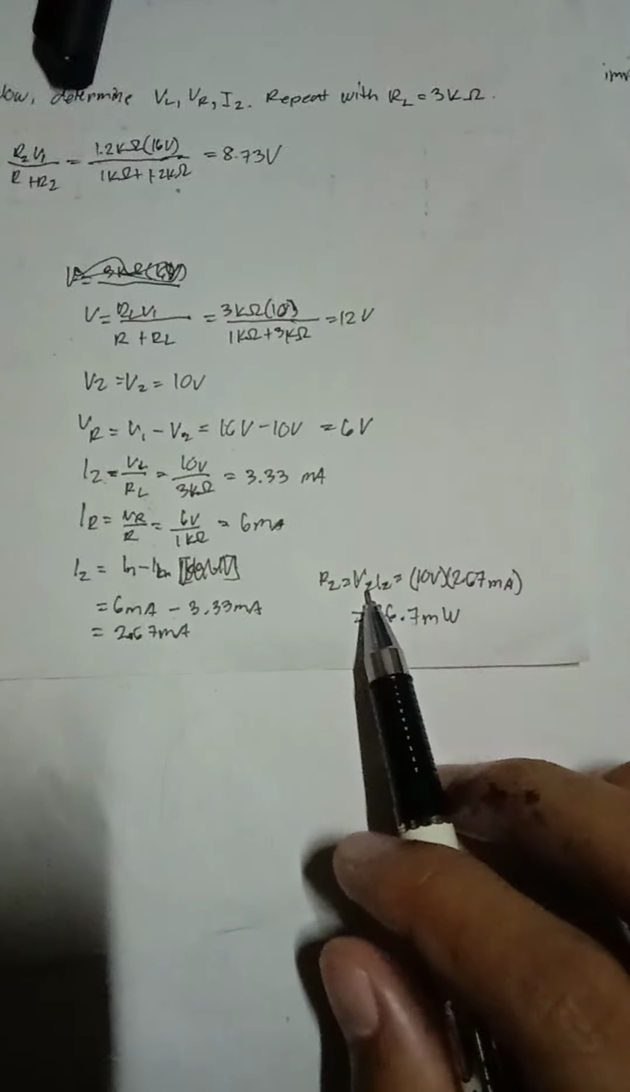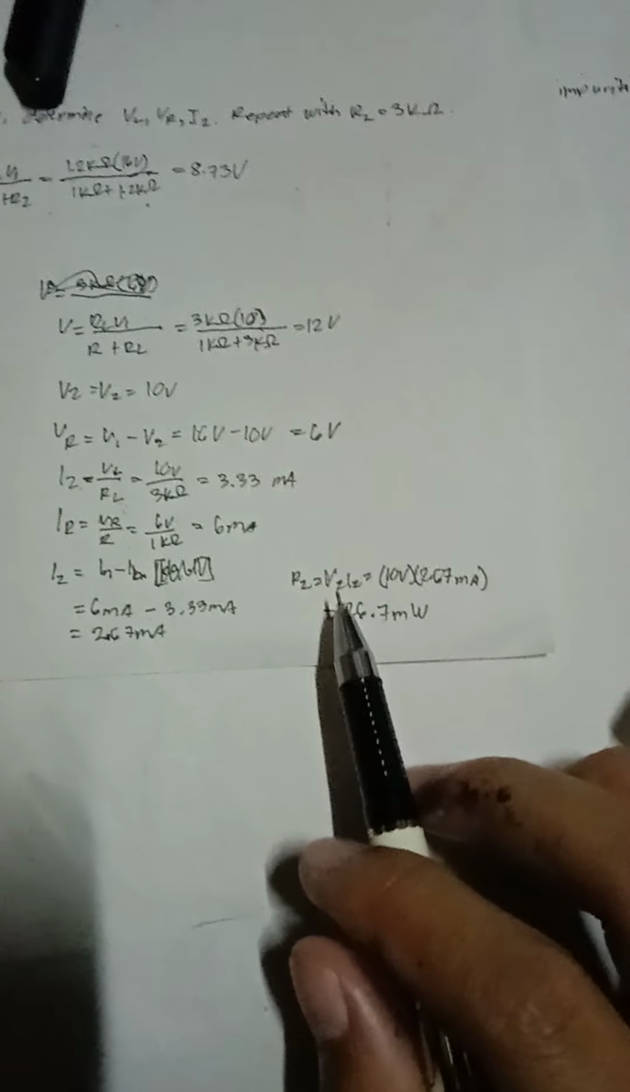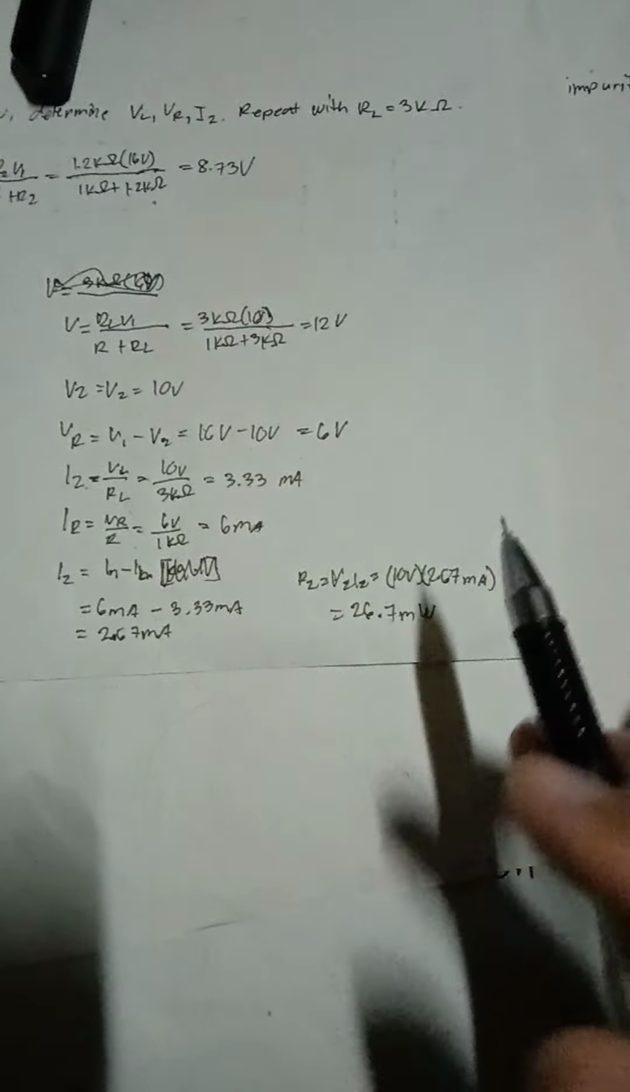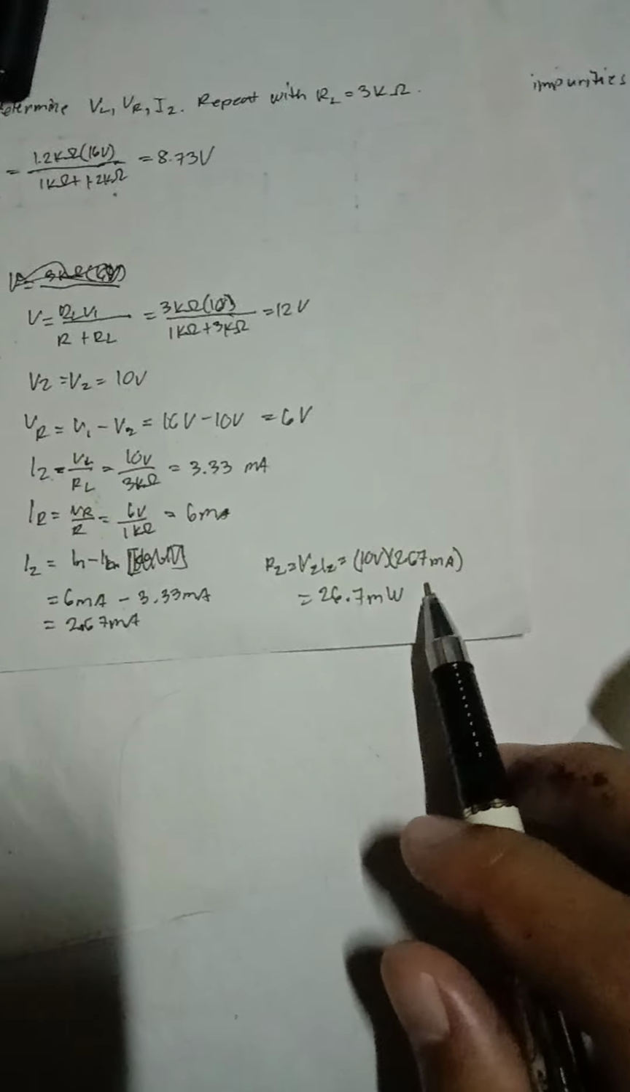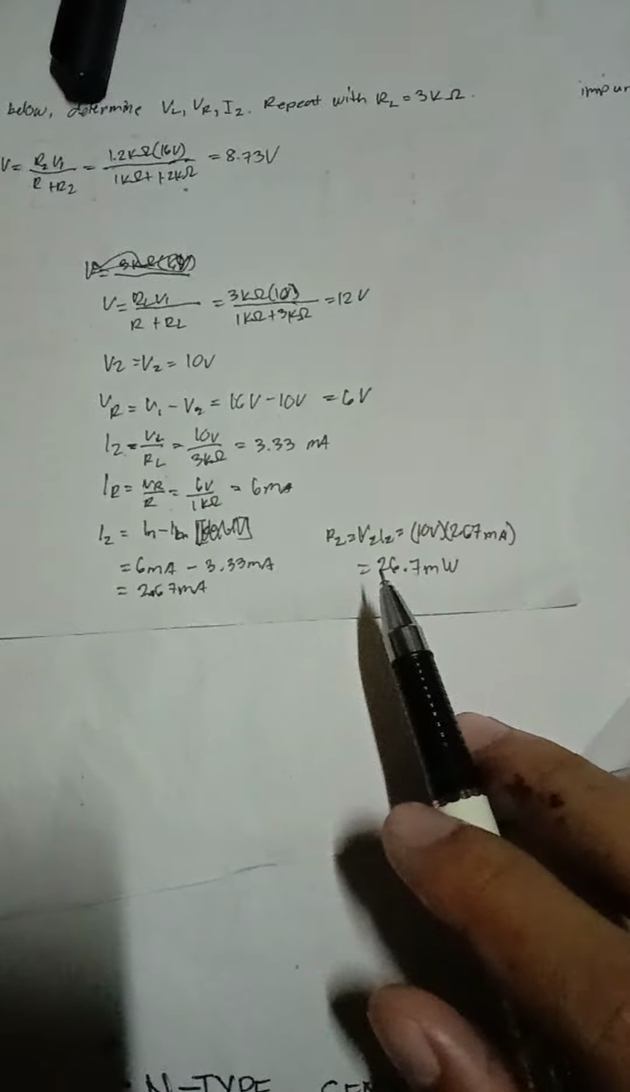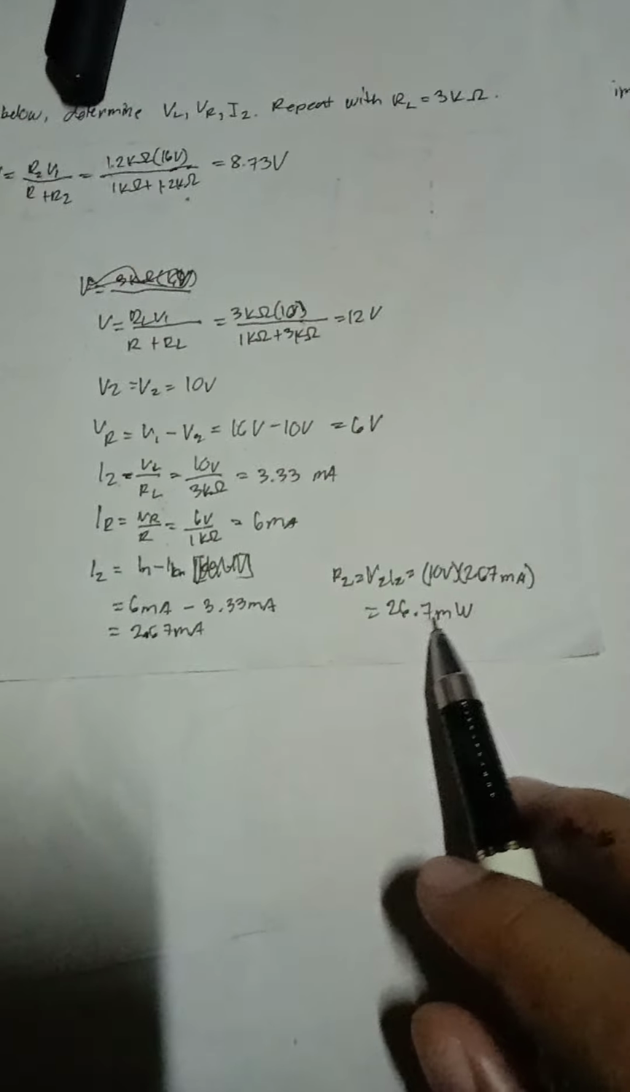To get our PZ, let's multiply VZ times IZ. So 10 volts times 2.67 milliamps is 26.7 milliwatts.